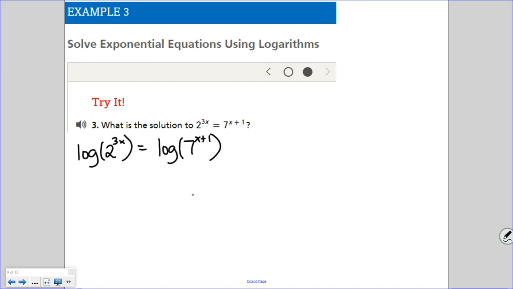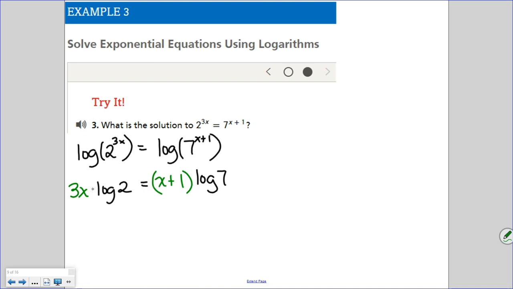And since I've taken the log of both sides, now I can apply log properties that are going to help me get the x out of the exponent. So the 3x is going to move to the front, the x plus 1 is going to move to the front. So now I have 3x times the log of 2 equals x plus 1 times the log of 7. Now this x plus 1, I need to make sure I put it in parentheses because that whole thing is being multiplied by the log.